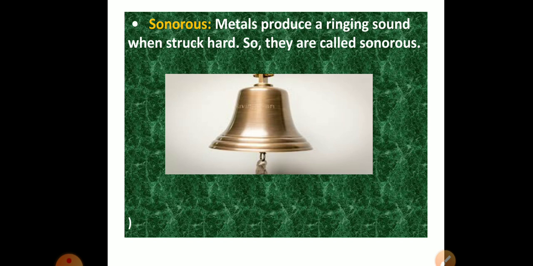For example, you must have heard about the bells. Bells in temples, what are they made of? The bells are made of metals. Sometimes they may be of alloy, and mostly they are made of brass. Brass is an alloy combination of copper and zinc. Then when that bell is struck with the hanging bob-like structure, it produces a ringing sound, and all metals have that type of ringing sound. That's why they are called sonorous. Is it okay?